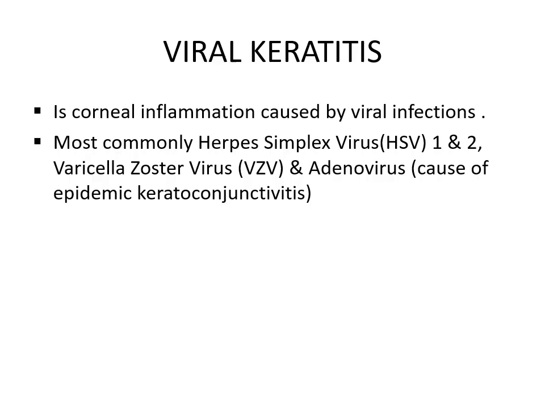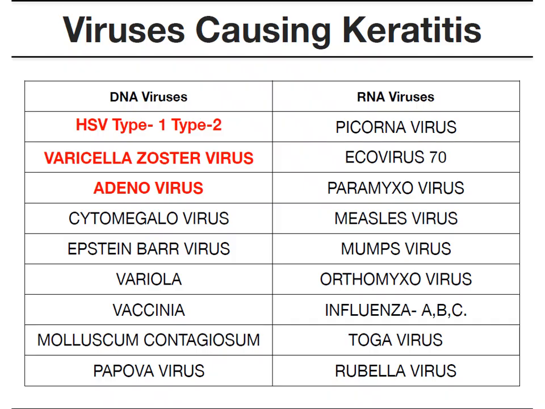So viral keratitis is corneal inflammation caused by viral infections. Now the major viruses that are causing keratitis are HSV 1 and 2, varicella zoster virus, both of which are DNA viruses, and adenoviruses, which cause local outbreaks of conjunctivitis. Among the viruses causing keratitis, these DNA viruses are responsible for more than 99% of cases of viral keratitis. And then there are some other viruses as well.